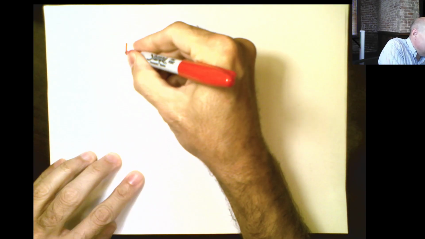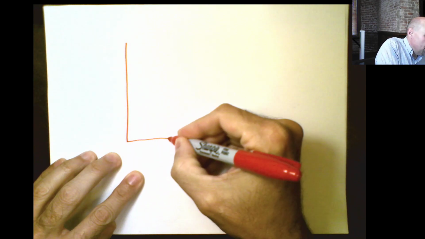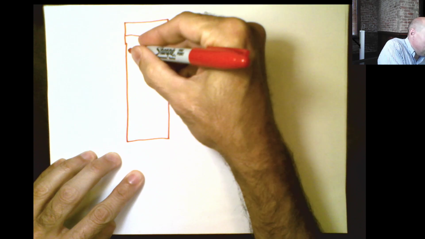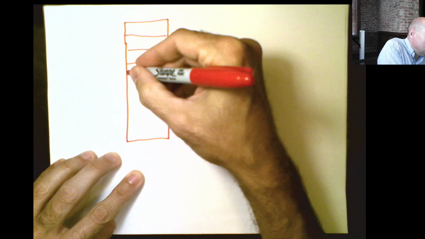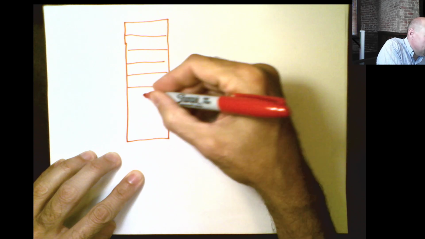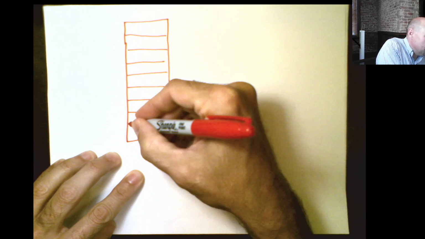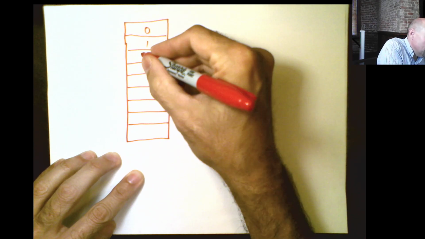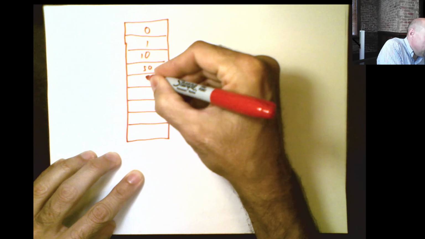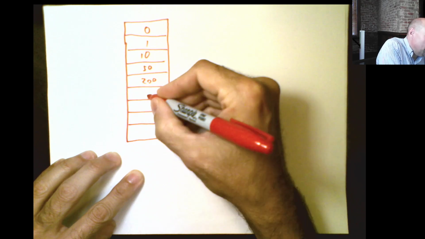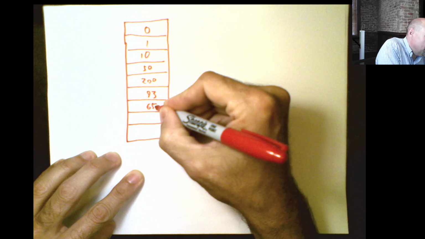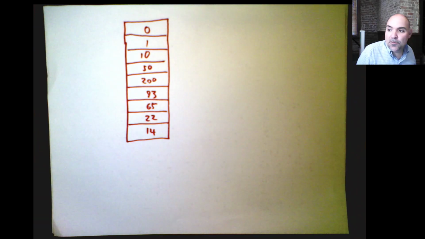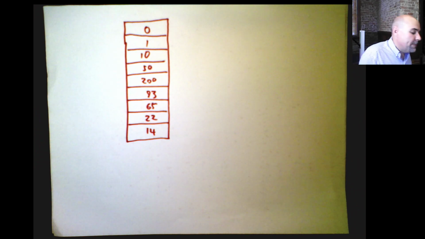That basically it consists of memory cells, which you can just think of as little machines or boxes. And those boxes can basically just store numbers in them. So you could put a 0 in a box, you could put a 1 in a box, you could put 10, you could put 50, you could put 200, whatever you want, 93, 65, 22, 14, whatever. It's just a bunch of those little numbers being held in boxes.